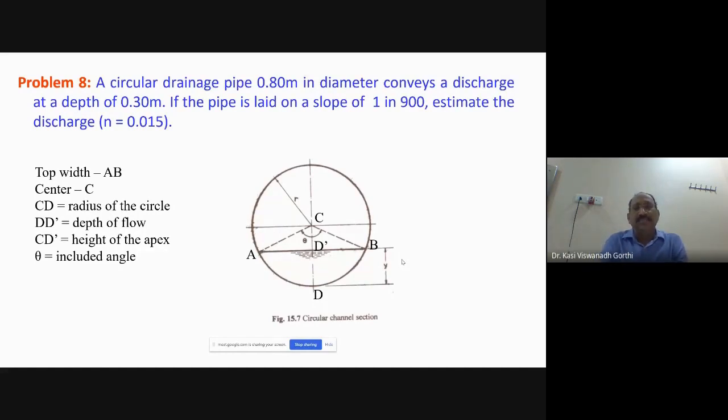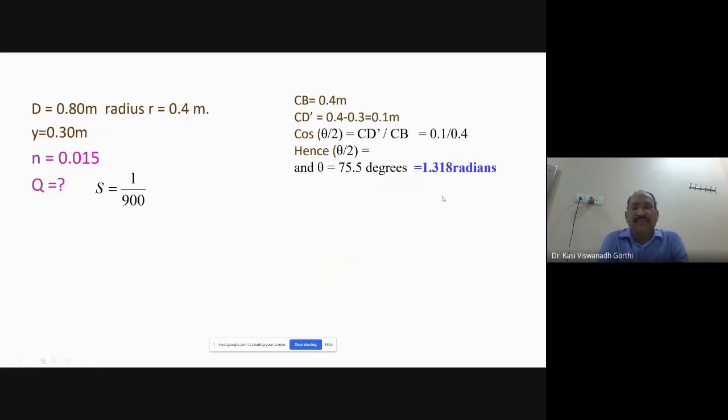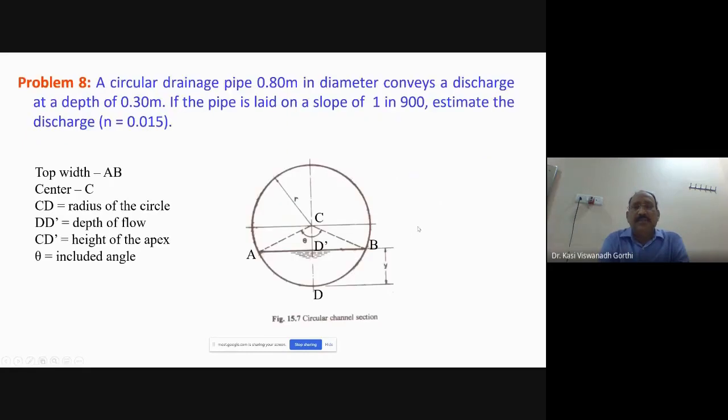So in the problem, you can see AB is the top width for this open channel section. Of course, the shape of the channel section is circular. AB is the top width of the free surface. C is the center of the circular drain pipe. CD is the radius of the circular pipe, which is equal to small r. What is DD dash? DD dash is the depth of flow y.